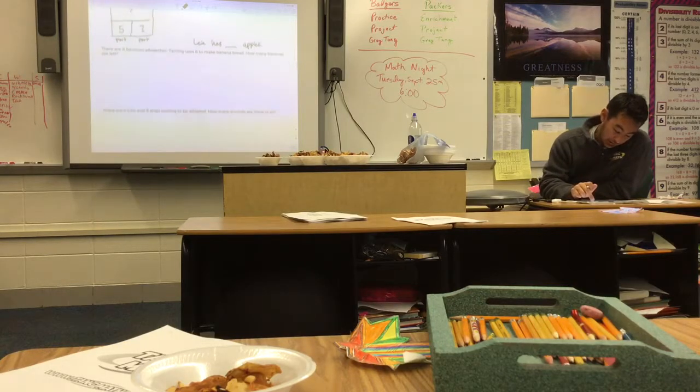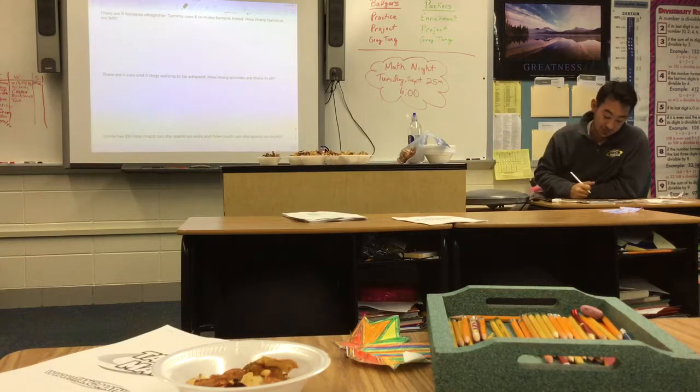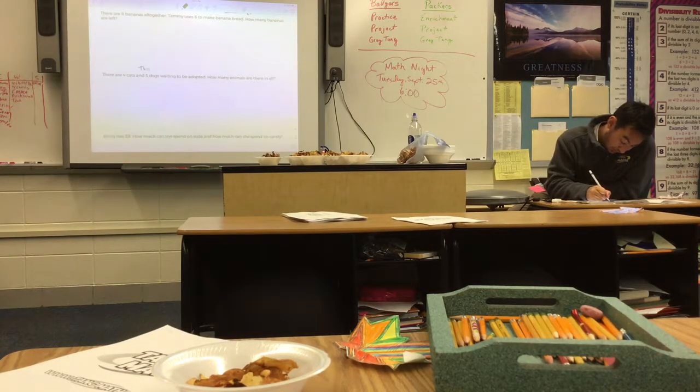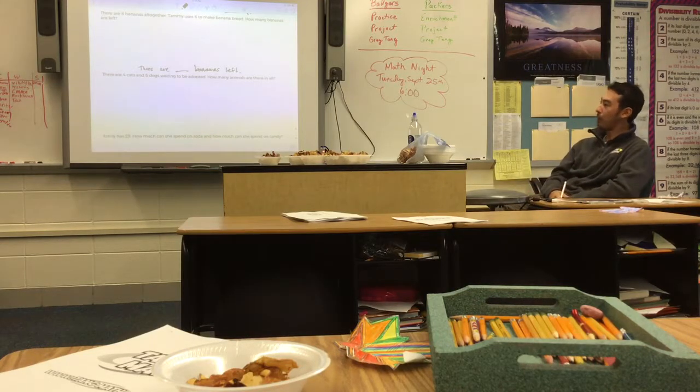Let's do the next one quickly. There are 8 bananas all together. Tammy uses 6 to make banana bread. How many bananas are left? There are blank bananas left. Oh, I can check by the time I'm done, did I solve for the right thing? I would say in grade 2, you can start to omit this step. Once they've had practice with this, they don't need to keep doing this.